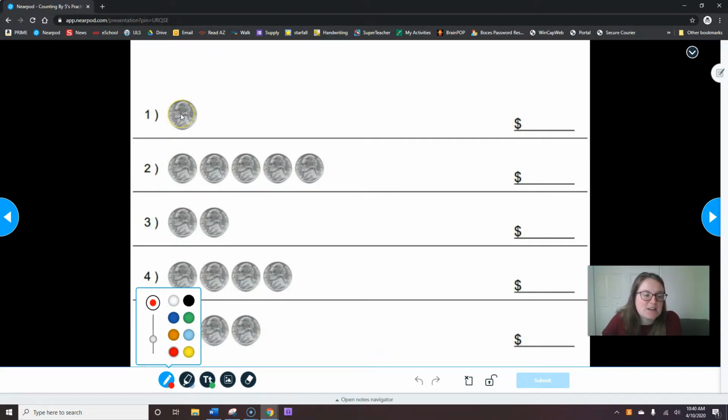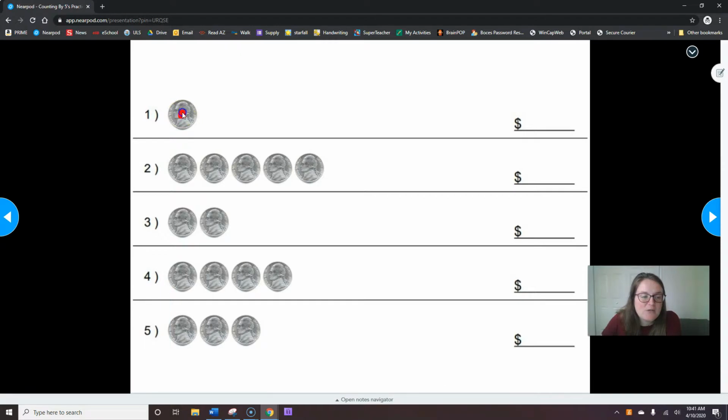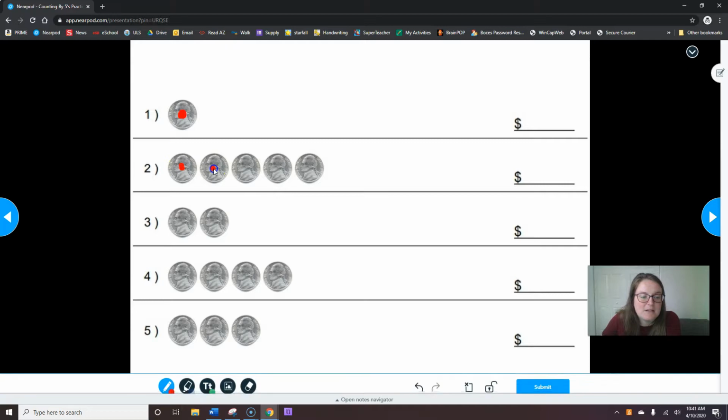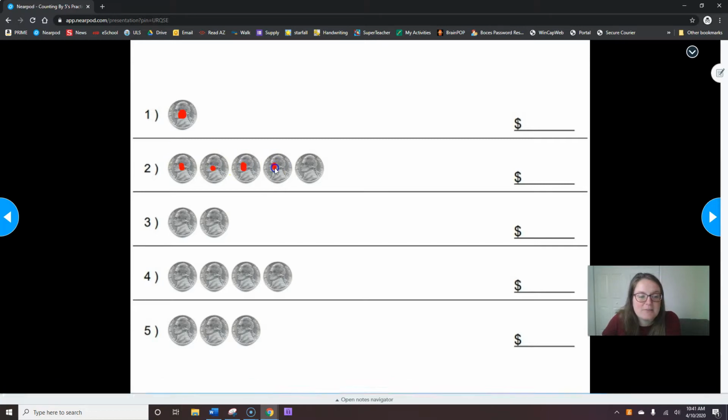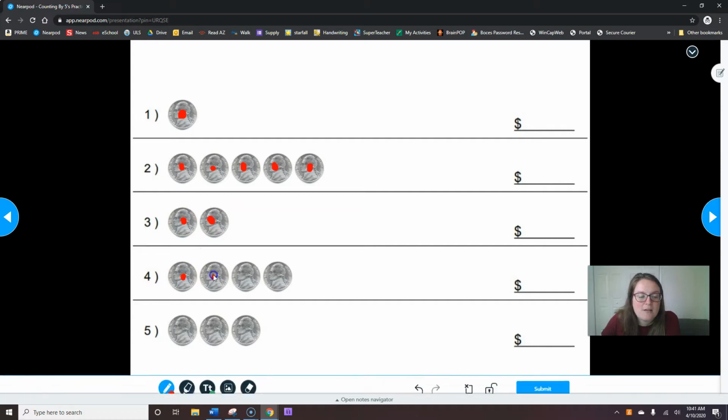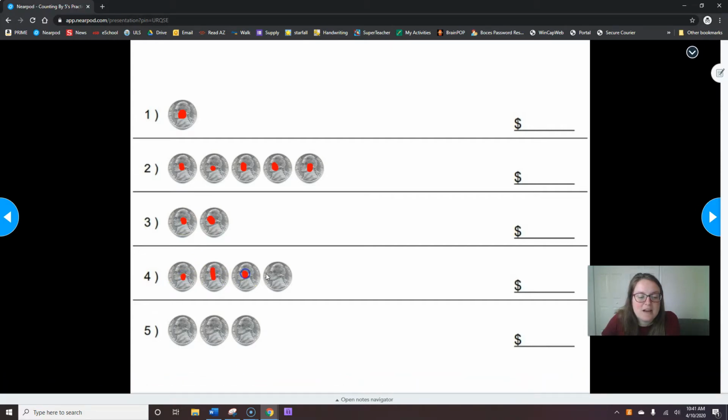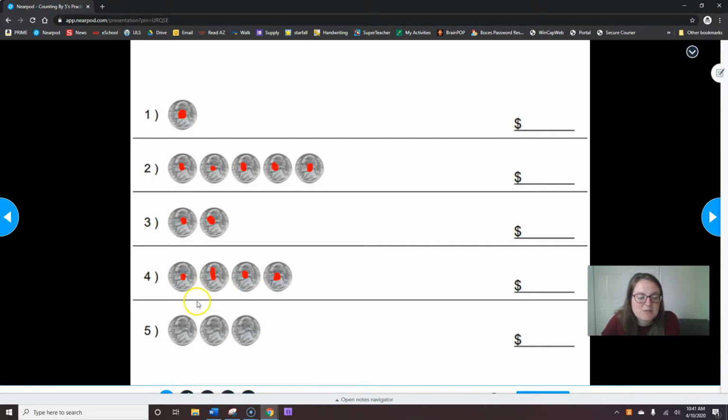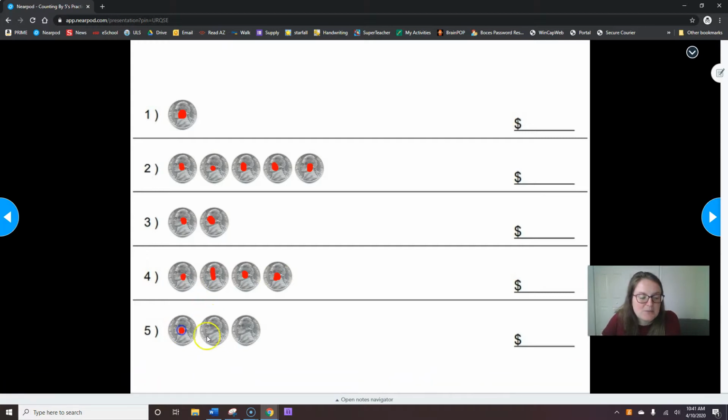So when we draw the touch points, there's only one on a nickel because a nickel is 5 cents. So it goes right in the middle. So you could just draw a dot right in the middle of every single nickel. And every time we touch a touch point, we count by 5's. So if you need a little more time to draw your touch points, that's okay. You could always pause the video.